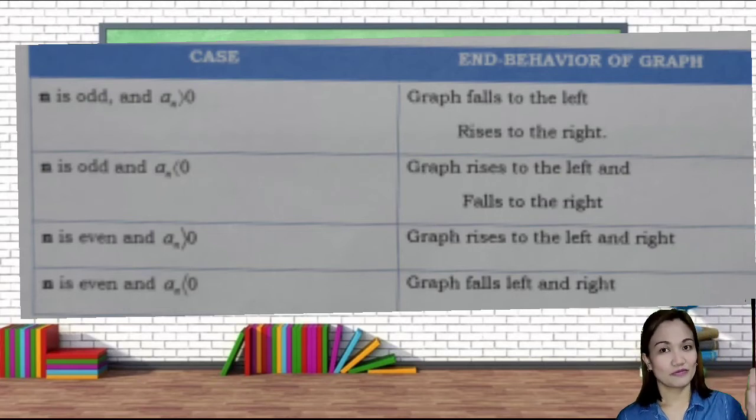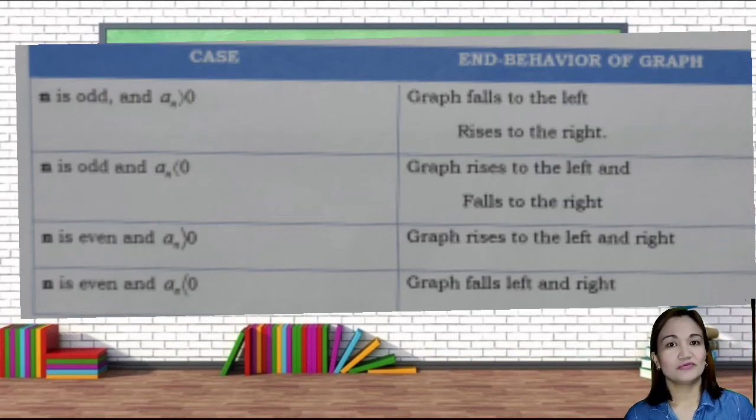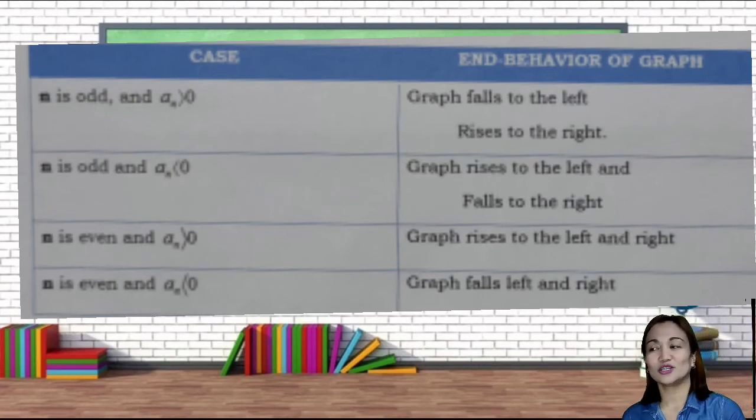Case 2. Magpa-flash sa screen. If n is odd, if the degree is odd, and the leading coefficient is less than 0, meaning negative. Okay? If the leading coefficient is negative and the degree is odd, okay, the end behavior of the polynomial function, it rises to the left but falls to the right. Okay, so nagkabaliktad lang yung rise and fall natin kanina.